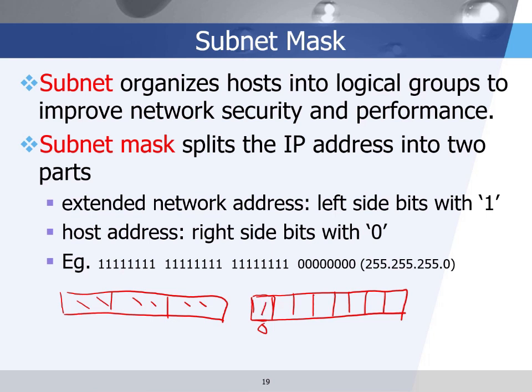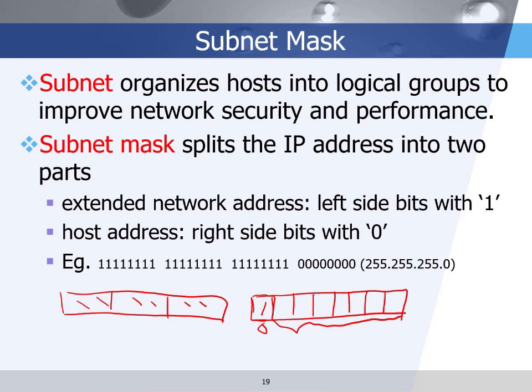If it's 1, that means the other group. And the rest of the bits are still used as a host number. So now you can see that we use not only 3 bytes as the network part, we actually use 3 bytes and 1 bit as the network number. And we only use 7 bits for the machine code.